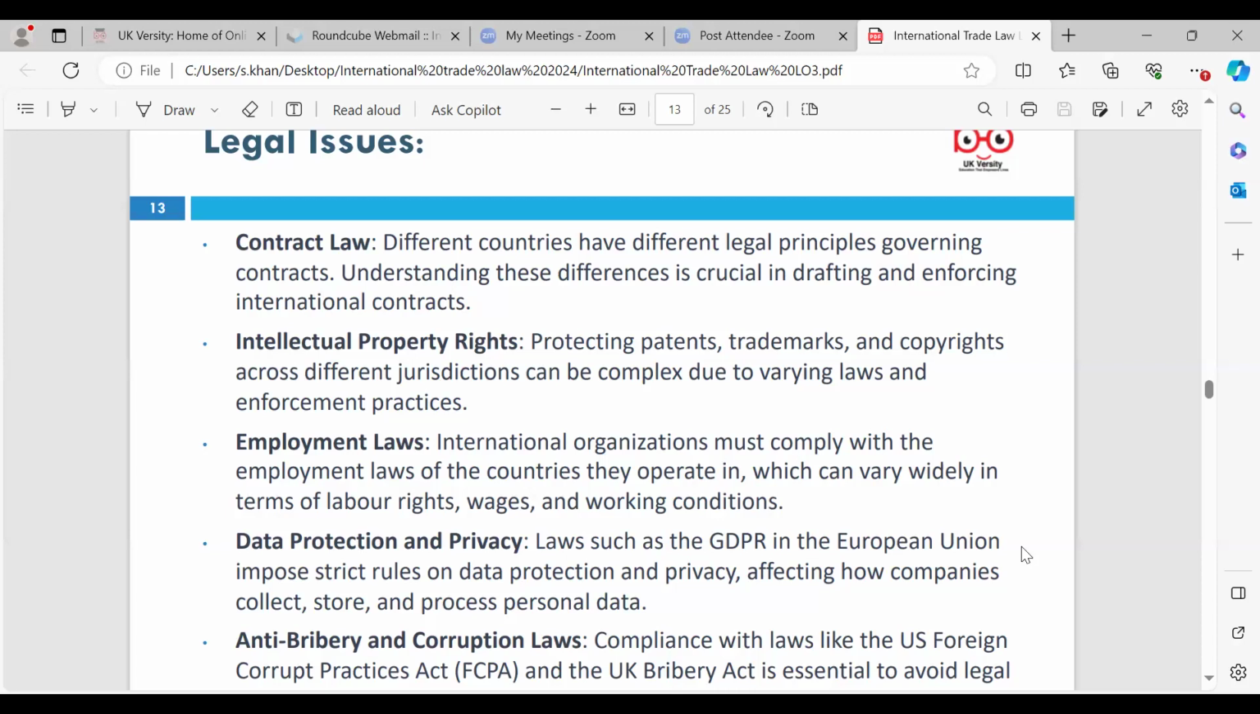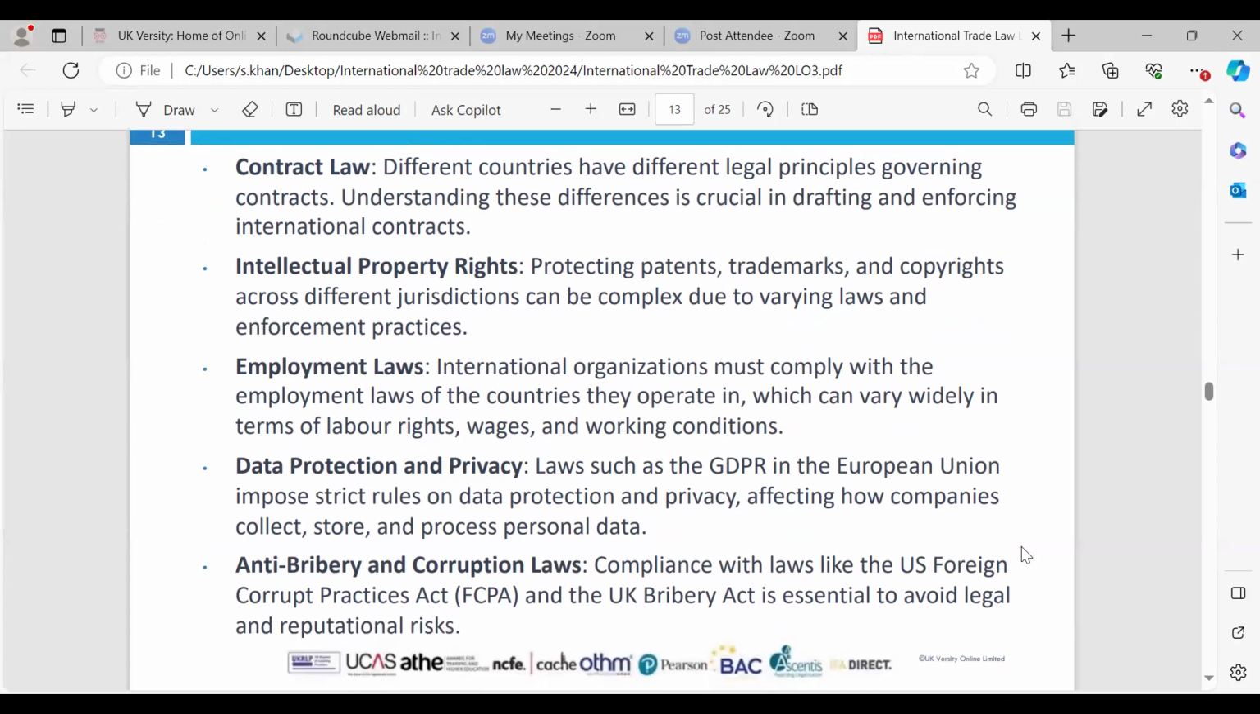The next one is intellectual property rights. Protecting patents, trademarks, and copyrights across different jurisdictions can be complex due to varying laws and enforcement practices. Employment laws. International organizations must comply with the employment laws of the countries they operate in, which can vary widely in terms of labor rights, wages and working conditions. Data protection and privacy. Laws such as GDPR in the European Union impose strict rules on data protection and privacy, affecting how companies collect, store, and process personal data.